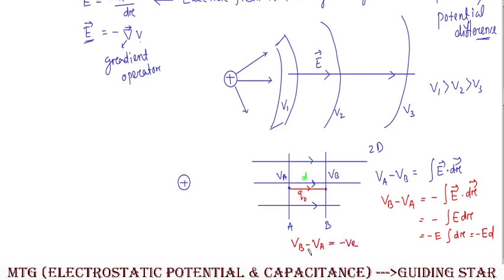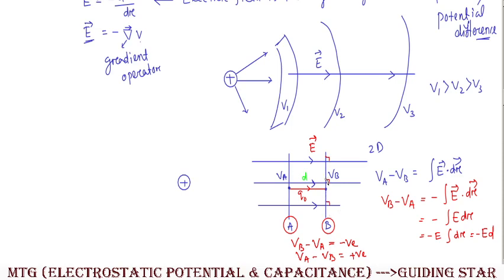If VB minus VA is negative, then VA minus VB will be positive. So the potential at A is greater than the potential at B, which means the electric field is along the direction of decreasing potential. But according to one property of an equipotential surface, what does that property say? It says that the electric field is always perpendicular to the equipotential surface. Electric field lines are always perpendicular to the equipotential surface.